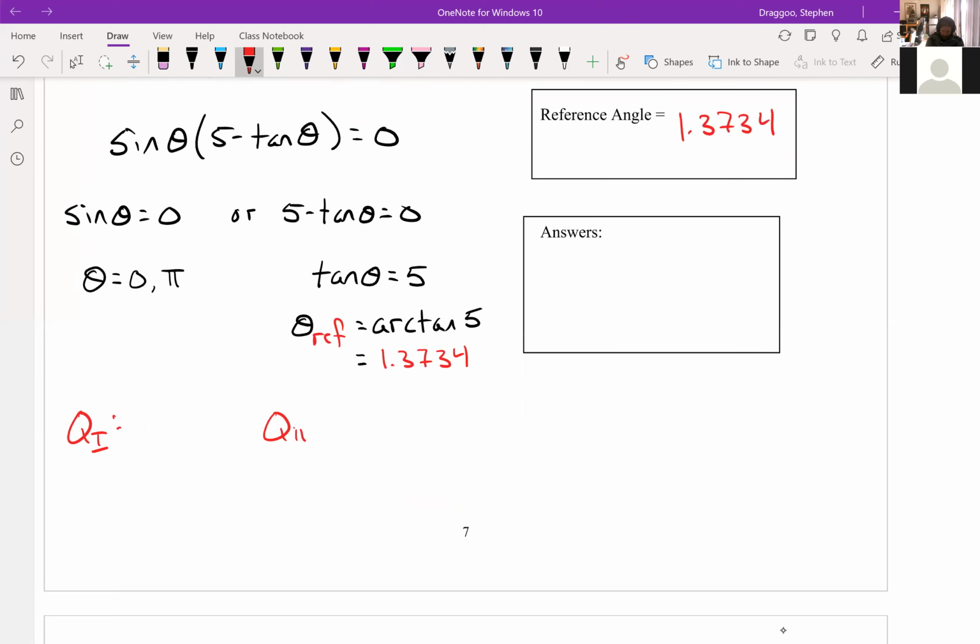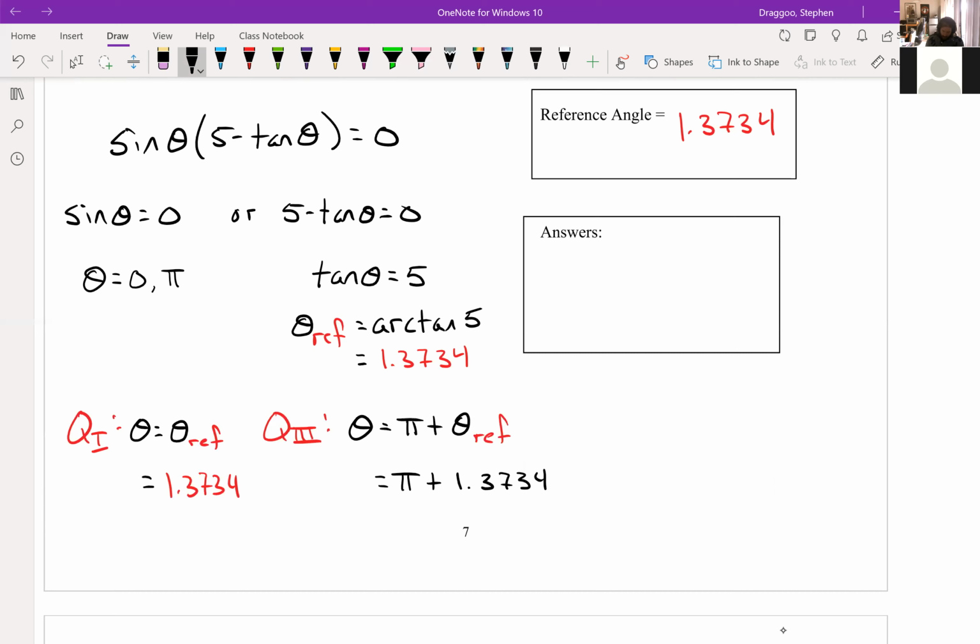Q1 and Q3. In quadrant 1, theta and the reference angle are the same, so it's just 1.3734. And in the third quadrant, theta is pi plus that reference angle. So pi plus 1.3734. I'm using red for the reference angle, so I'll color that in. And then go to a calculator to see what we get. Pi plus 1.3734, 4.5150.